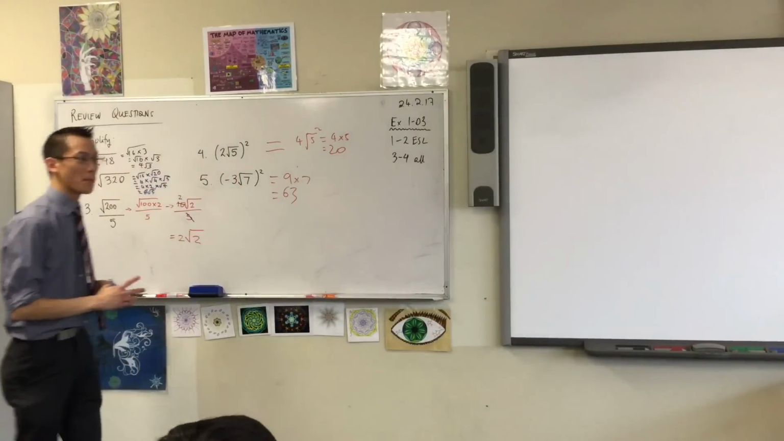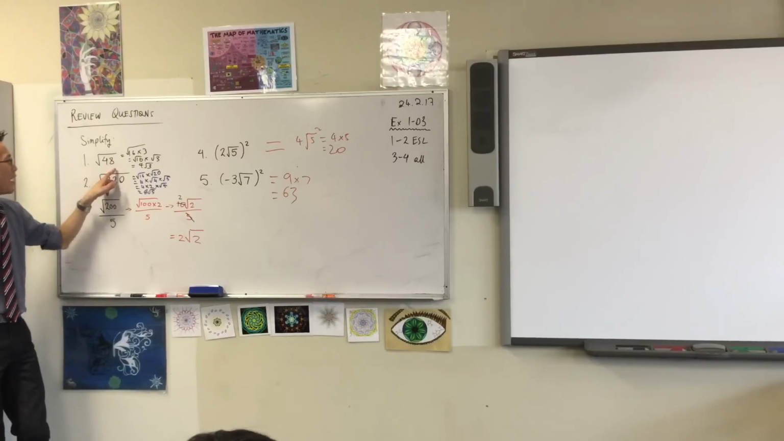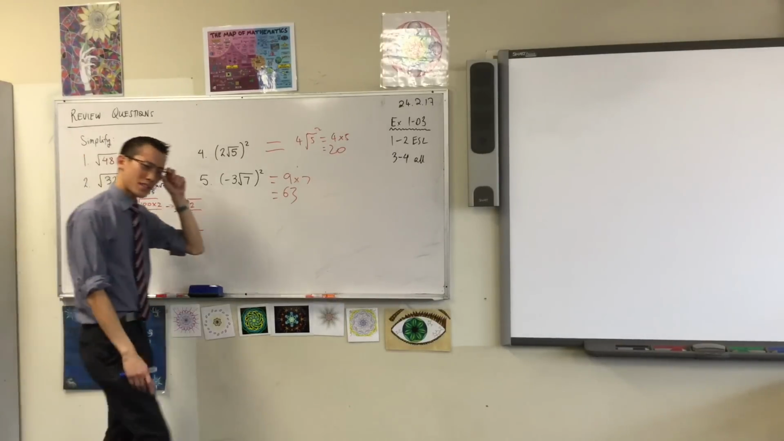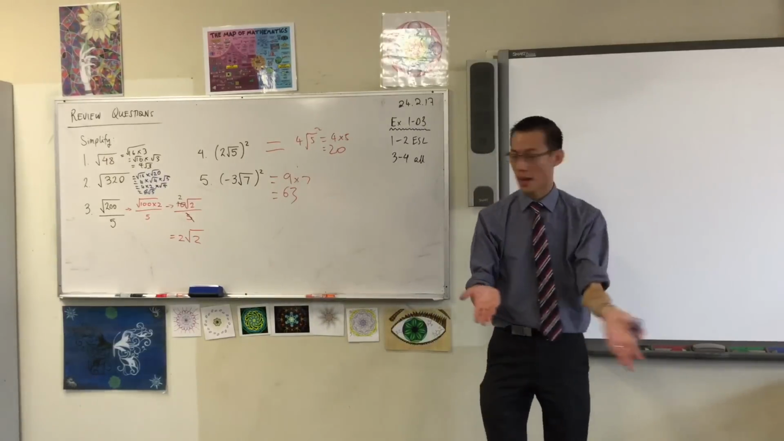We'll start from the top. Number 1, the square root of 48. You're being asked to simplify. Now, I admit the word simplify is a little bit ambiguous. Sometimes it means one thing and sometimes it means another.